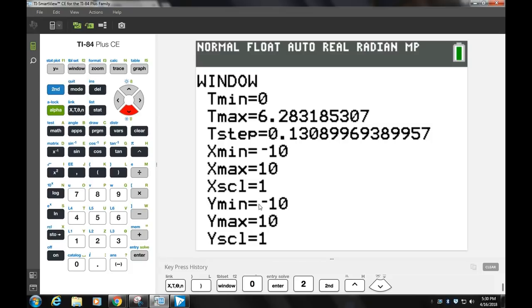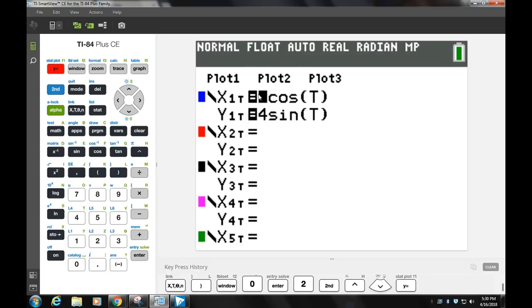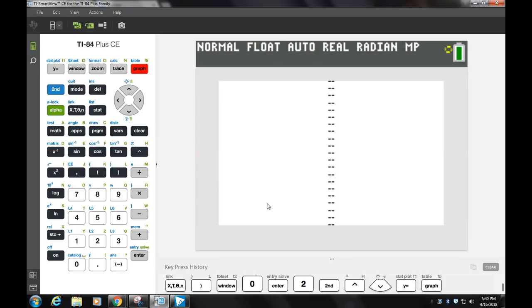And then these x min and x max give me my regular viewing window in terms of x and y. I don't necessarily know what to change these to right now, because I don't know what this parametric equation is going to look like, so I'm going to leave them alone. I can always zoom in, zoom out, or adjust those a little bit later. So once I have my parametric equations typed in for x and y, and I've adjusted my window to match my t min and t max values, I'll hit graph, and it should give me the graph of the parametric equation.